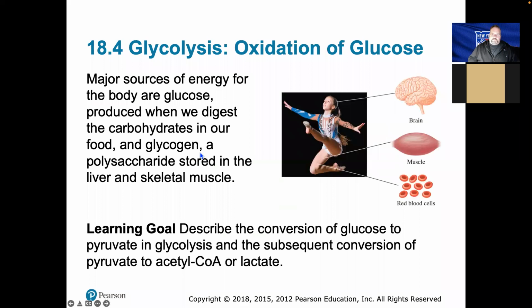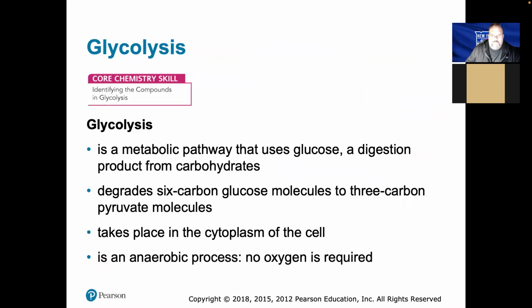So we talked about the fact that in stage 1 of catabolism of your polysaccharides, eventually at the end of the day, they're all going to be converted to glucose. But then what happens to the glucose? Well, we're going to talk about glycolysis. Major sources of energy for the body are glucose, produced when we digest the carbohydrates in our food, and glycogen, a polysaccharide stored in the liver and skeletal muscle.